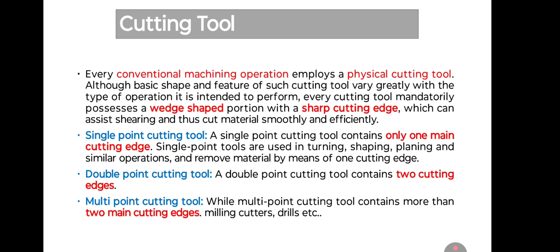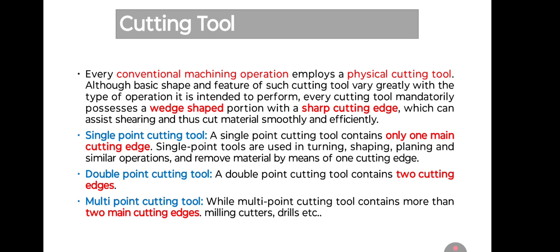Although the basic shape and feature of such cutting tools vary greatly with the type of operation they are intended to perform, every cutting tool mandatorily possesses a wedge shaped portion with a sharp cutting edge. Here we are discussing the geometry of the cutting tool, and most cutting tools have a wedge shape, and there is a sharp cutting edge which will be in contact with the workpiece. Through that sharp cutting edge only, material will be removed, which can assist shearing and thus cut material smoothly and efficiently.